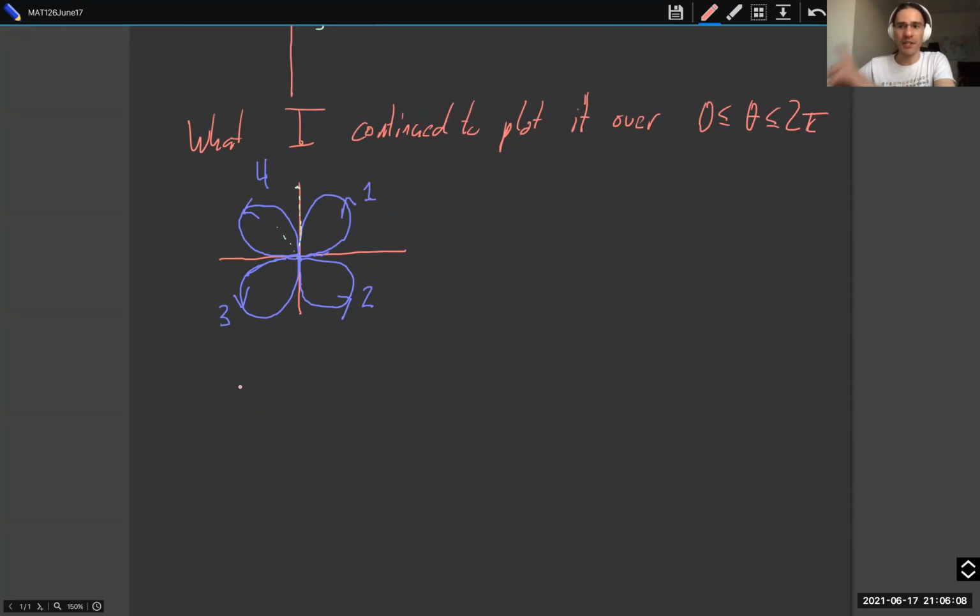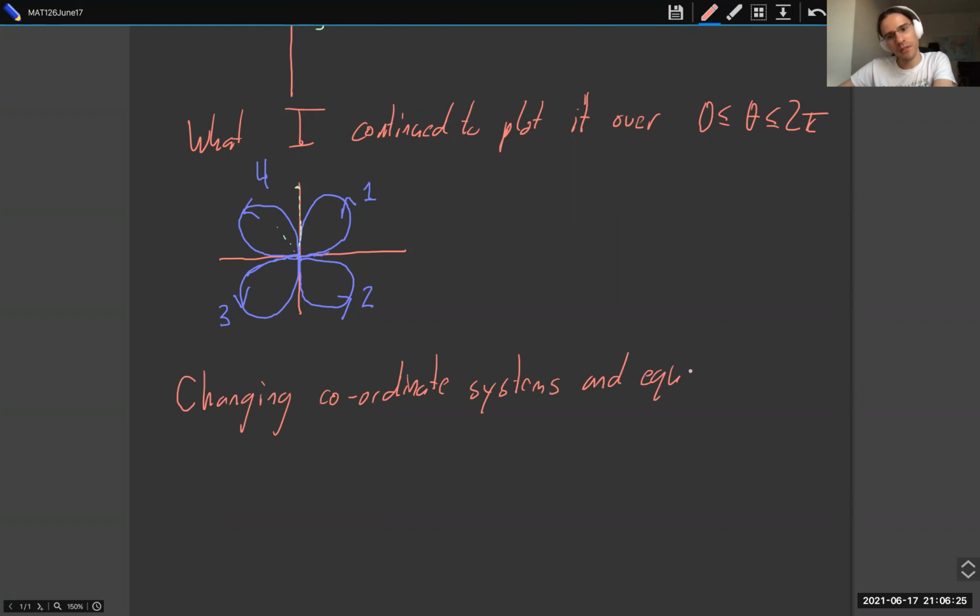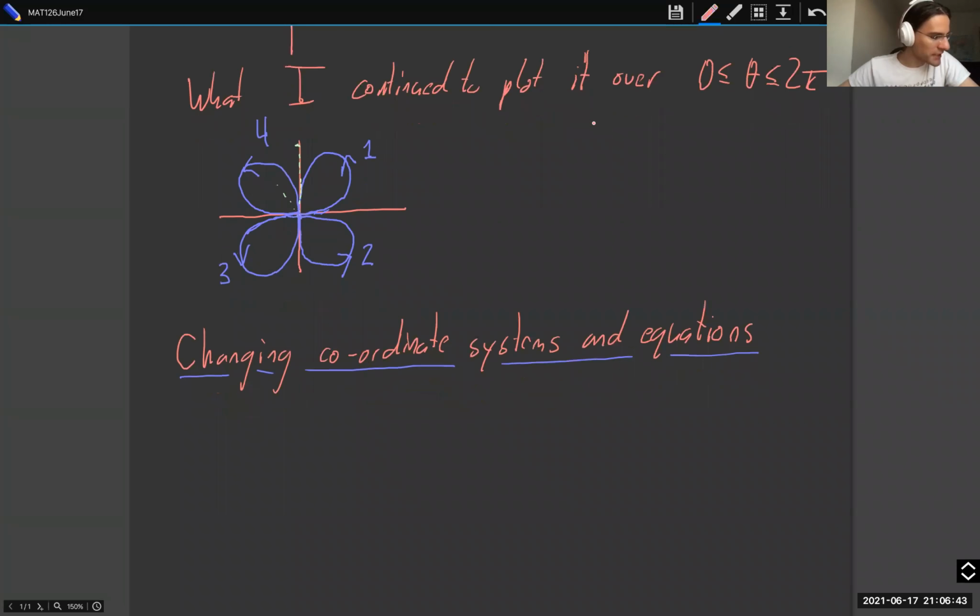Let's now discuss changing equations between coordinates. So let's first discuss Cartesian to polar. And I'm going to do this through a series of examples.